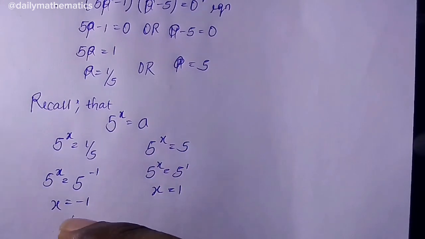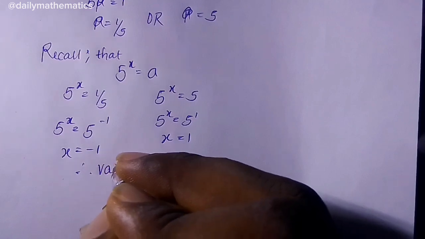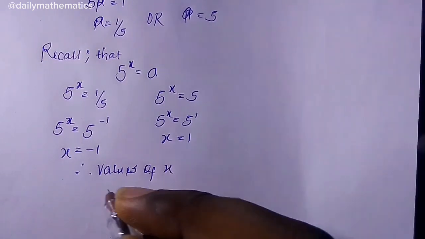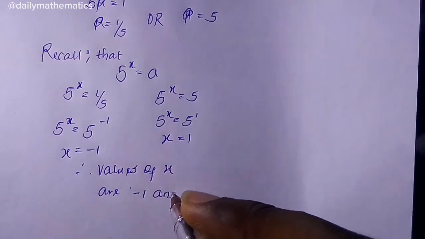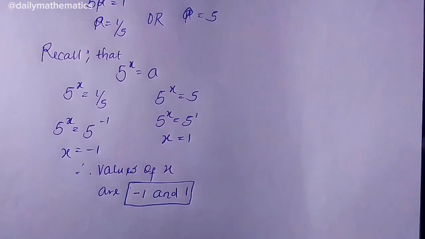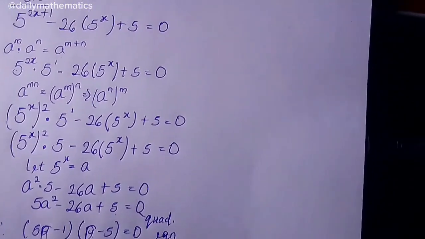Therefore the values of x are -1 and 1. So the values of x are -1 and 1. So that brings us to the end of this question.